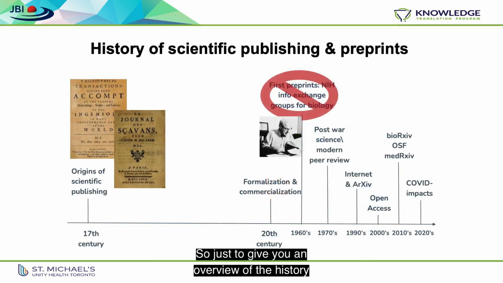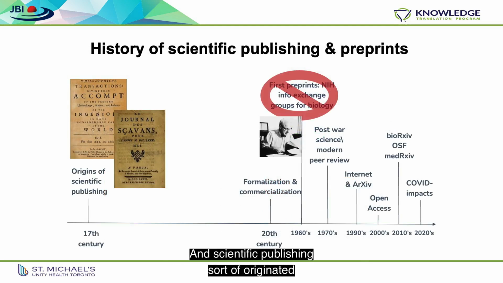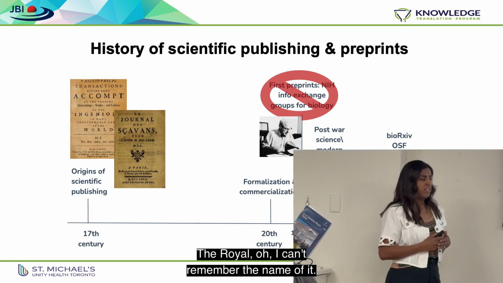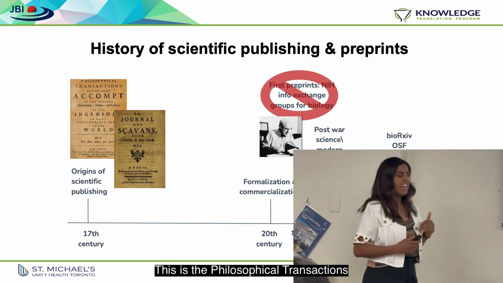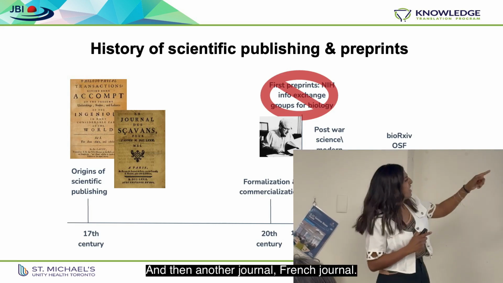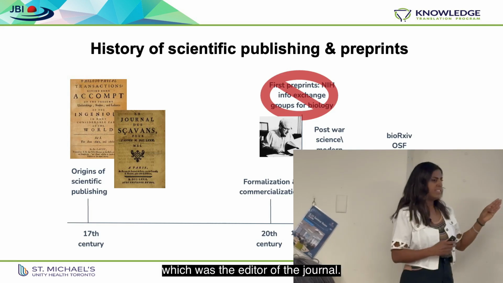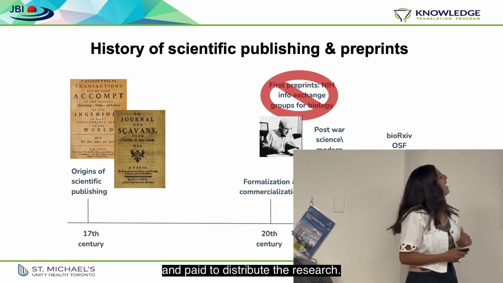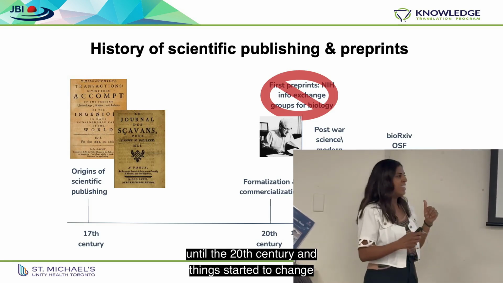So just to give you an overview of the history of scientific publishing and preprints, scientific publishing sort of originated in the 17th century. 1665 is a notable date for this journal, the Royal, I can't remember the name of it. Does anyone know what this journal looks like? This is the Philosophical Transactions of the Royal Society, maybe, and then another journal, a French journal. So the model pretty much existed like this, which was the editor of the journal paid to publish the research and paid to distribute the research. And that kind of existed for quite a long time until the 20th century, and things started to change.